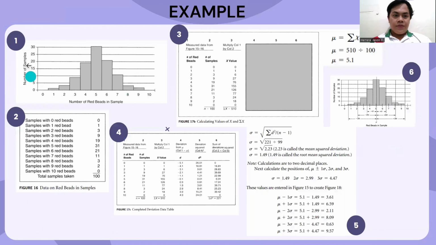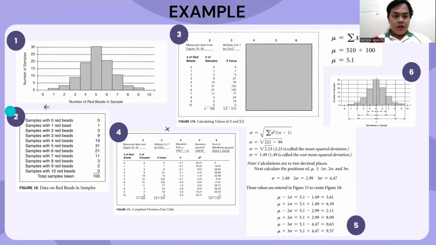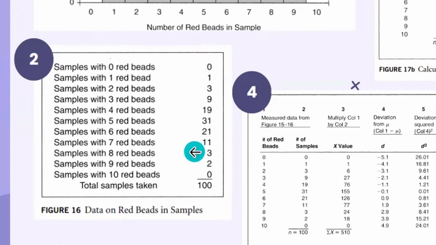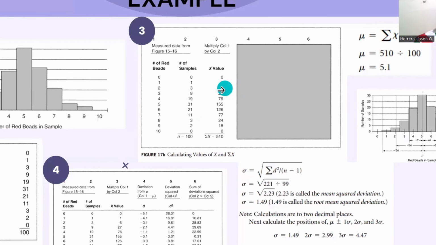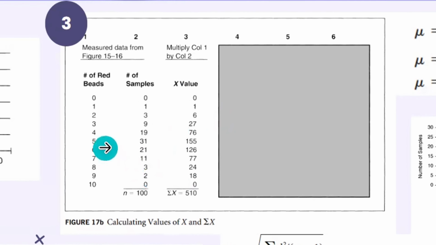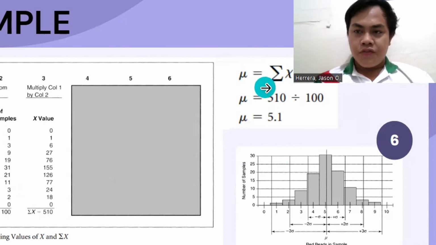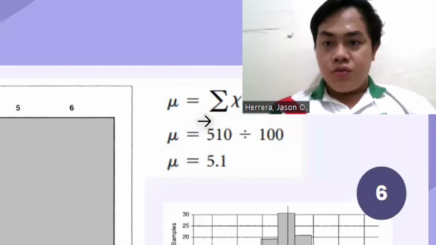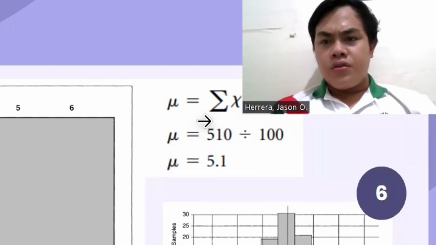Okay, this is the first step. This is the graph of the histogram, and in number two, you need to arrange the data. And the third is you need to multiply the number of bins by the number of samples, which results in this. The total summation of x is equal to 510, and n is 100. Here you can see that mu is equal to summation of x divided by n, which is 510 divided by 100. And the result of mu is 5.1.